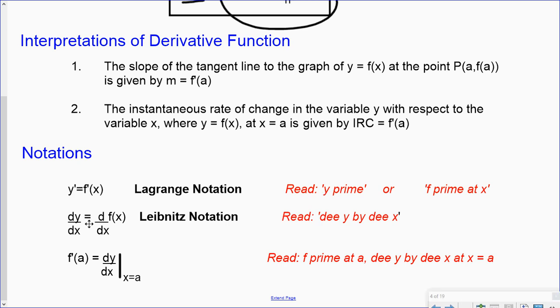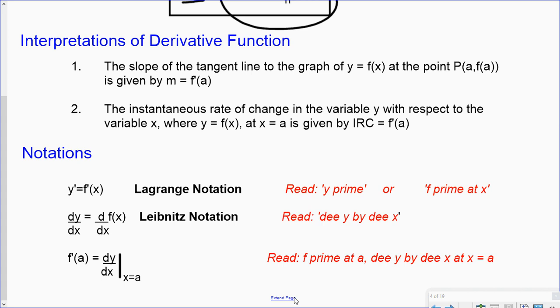In this class, we'll often see Leibniz notation. That's dy dx for derivative, okay? Or d of f of x over d of x. And I can also say, when I evaluate a function, I can say f prime at a, or dy dx when x equals a. And that's when I evaluate a function.